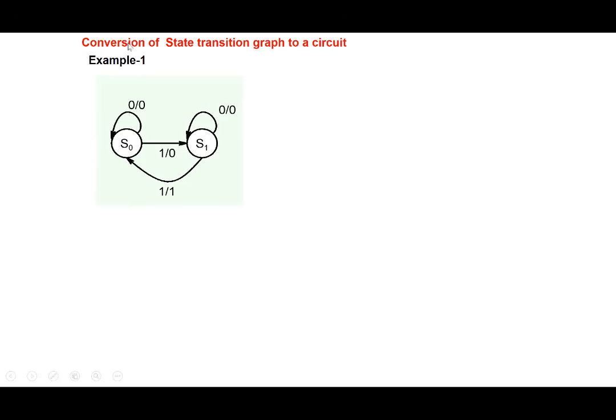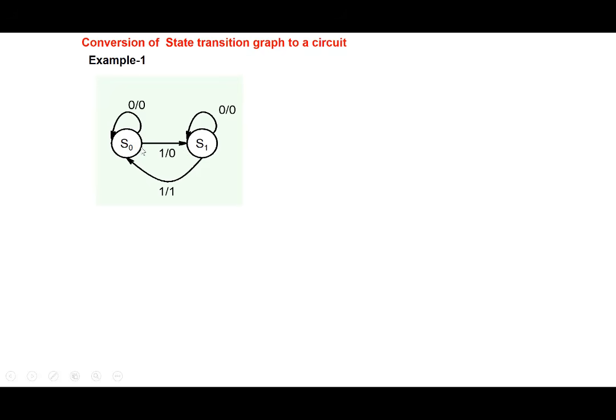So now let's look at how we convert a state transition graph to a circuit. Let's start with a very simple example here. Let's say we have a state transition graph with 2 states here, S0 and S1. So we initially start with states represented in the form of a symbol, S0 and S1.